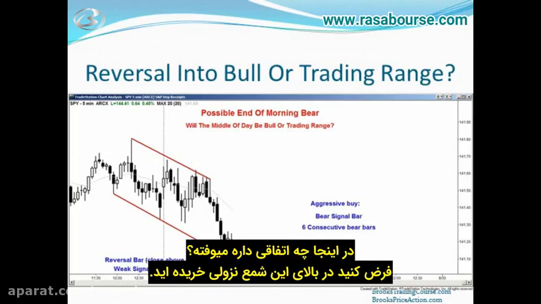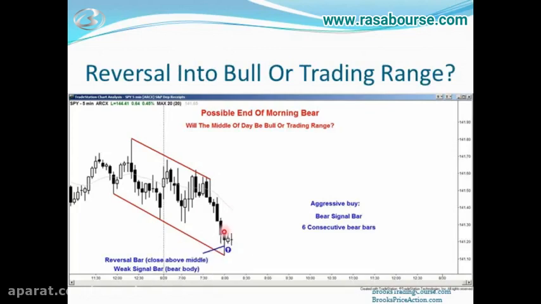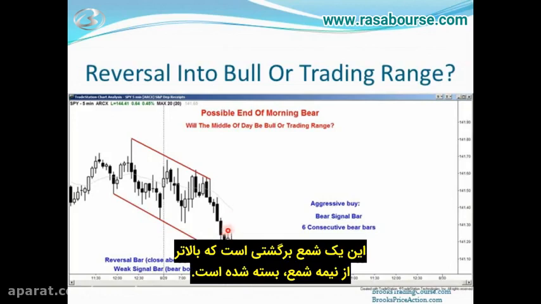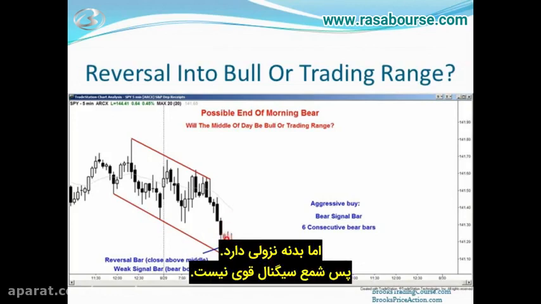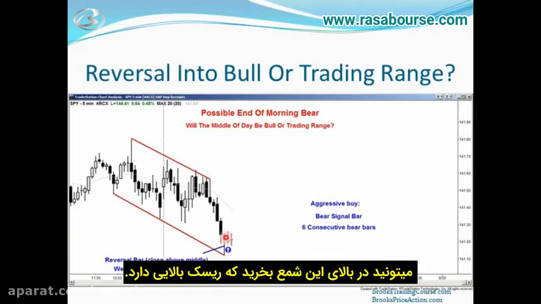Alright, so what happened right here? Let's say you did buy above that bear bar. It's a reversal bar, close above its open, but it has a bare body, so it's not a strong signal bar. You could buy above it. I think it's an aggressive long.